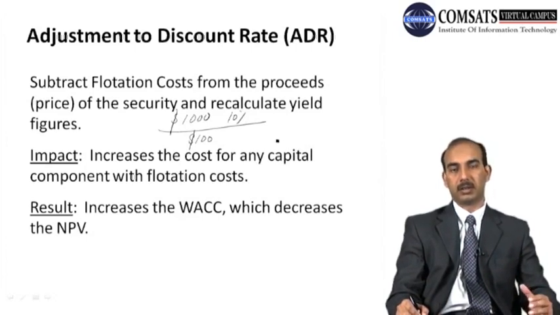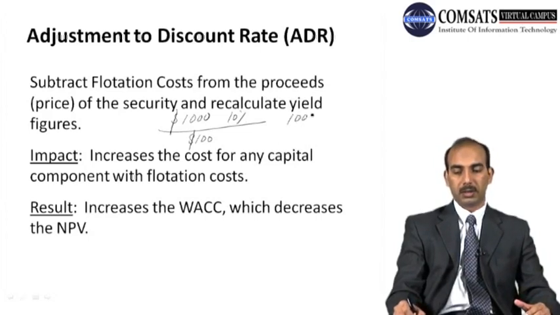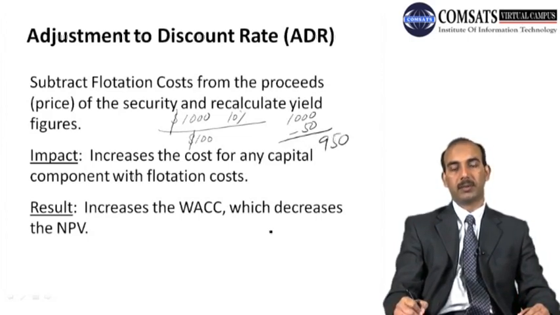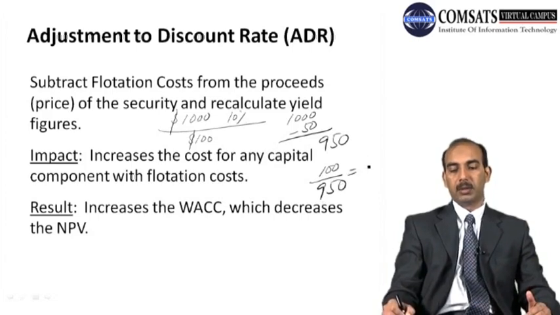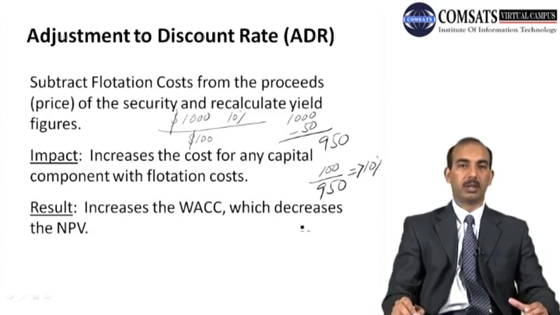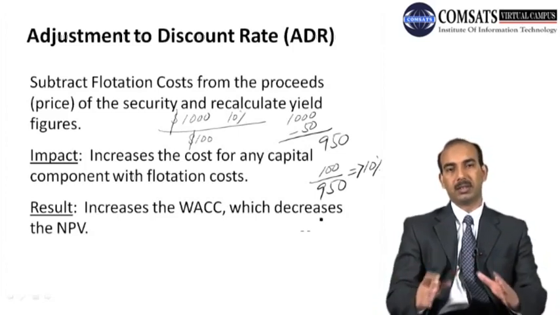But because of the flotation cost, the sale proceeds of this bond are 1,000 minus the flotation cost, let's suppose it is $50, so now we have the sale proceeds of that security equal to 950, whereas we are going to pay $100 as an expense. So in that case, the yield figure should be revised. So what would it become? It will be more than 10%. So in this case, yield would become more than 10%.